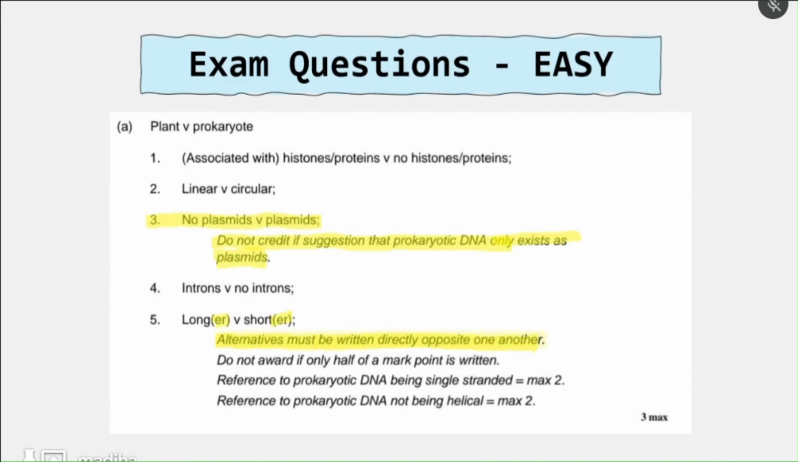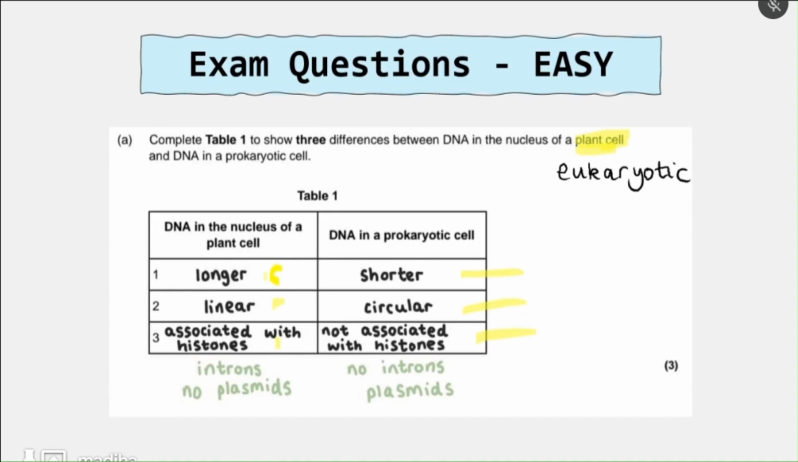And then it's just little things here, so do not award if only half of the mark points are written. So if you only wrote longer and you didn't write anything here, you wouldn't get the mark. You need both to get one mark. It's awarded like this.